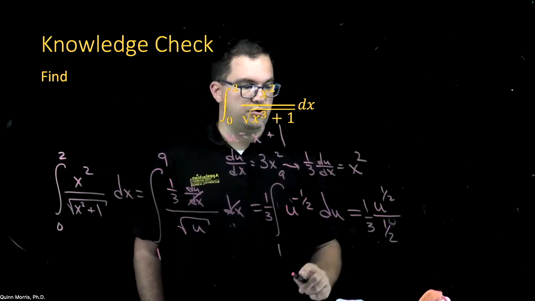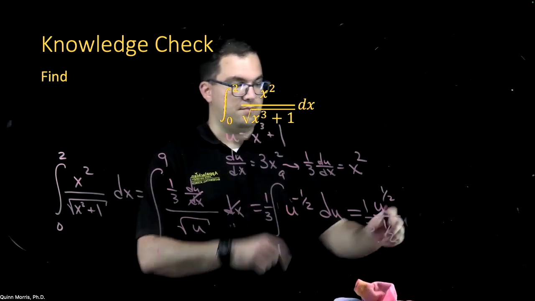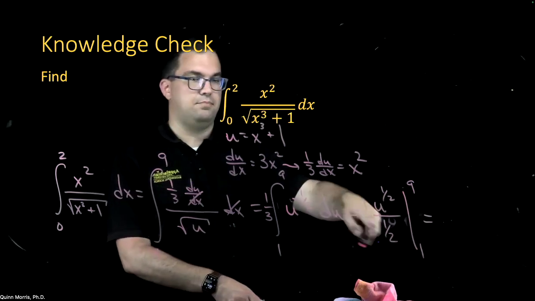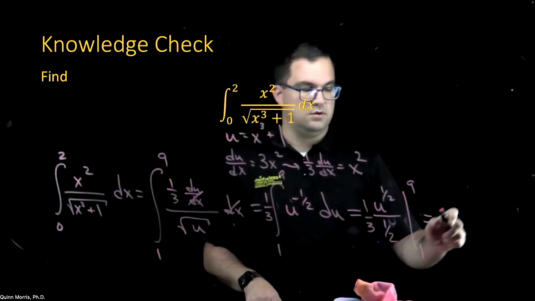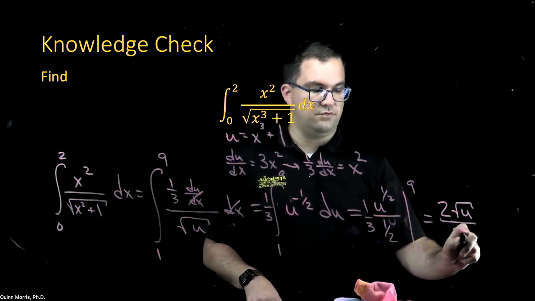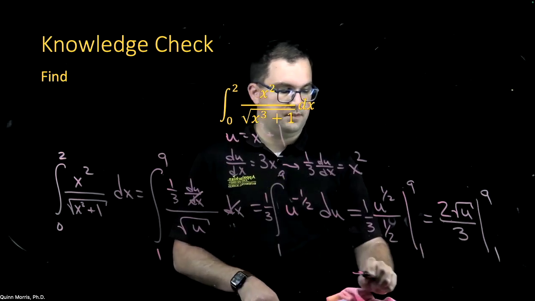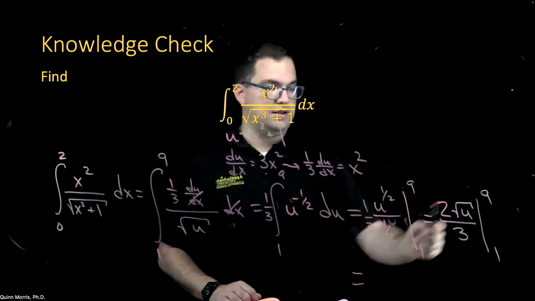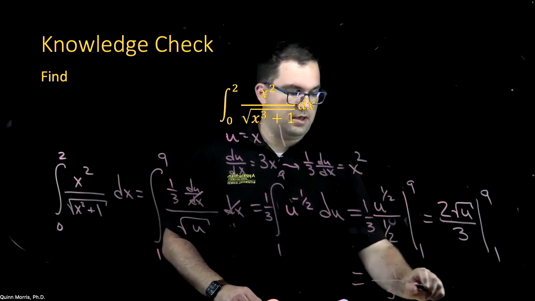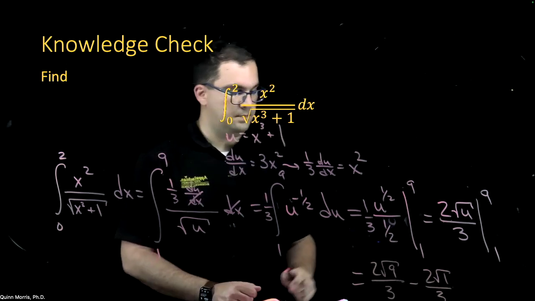That's all going to be times 1/3 plus, and then here, since I've converted my limits of integration, this is going to be evaluated at 9 and 1 and take a difference. First, let me clean up this antiderivative piece here. So this is going to be 2 square root of u over 3, evaluated at 9 and 1 and take a difference. So if I evaluate this at 9, if I plug in 9 here, I'll get 2 square root 9 over 3 minus 2 square root 1 over 3.